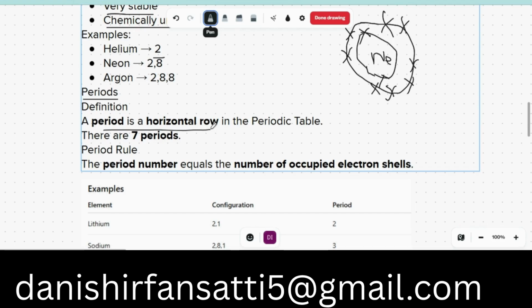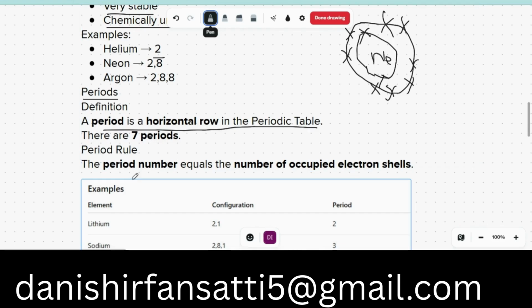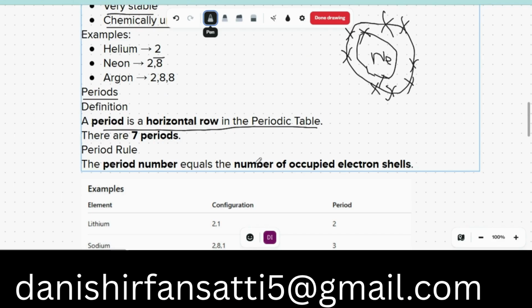A period is a horizontal row in the periodic table. There are seven periods. The period number equals the number of occupied electron shells. If the period is three, that means it has three shells. For example, neon has two shells, whereas helium only has one shell.